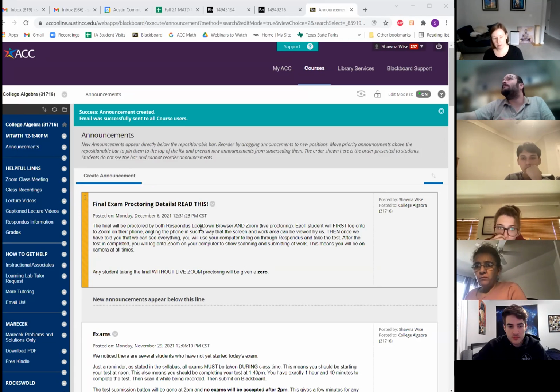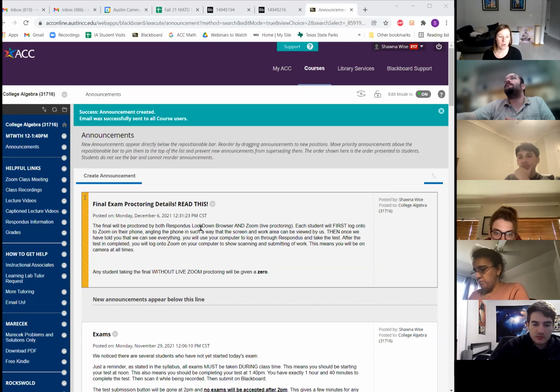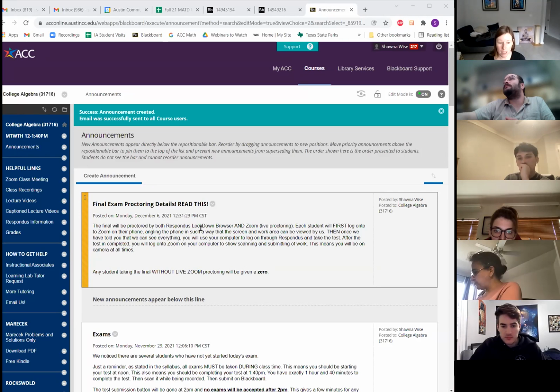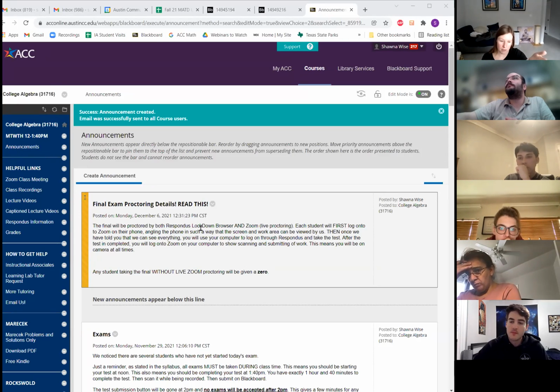The way that the final gets proctored is that you're going to log into Zoom on your phone or another device like an iPad, and you're going to set that on the side. You can use a tissue box to lean it on, or however you want to lean it up, so that you are proctored live on Zoom. Of course, the lockdown browser happens when you log in and take the test anyway, but you're going to be proctored live on Zoom as well for the final.